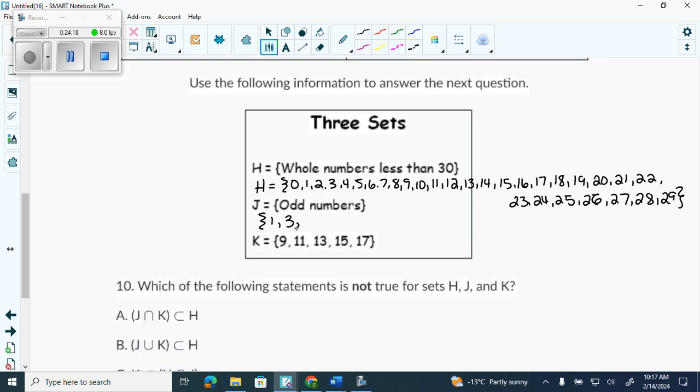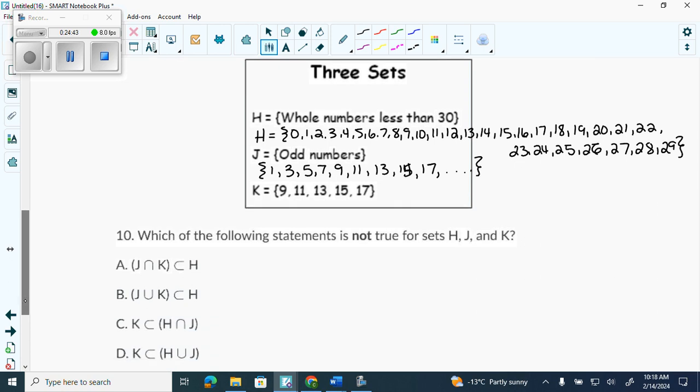Odd numbers. 1, 3, 5, 7. Where do I stop? Trick question. Where do I stop? That isn't even odd. Where do I stop? You don't. Can't stop, won't stop. Keep going. Unless I have a universal set, then I would stop. Didn't say H is the universal set. Okay, and then 9, 11, 13, 15, 17.